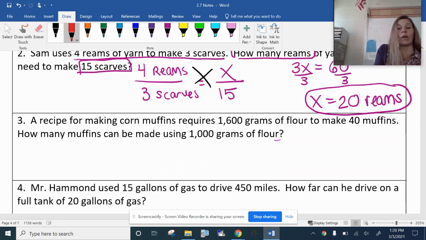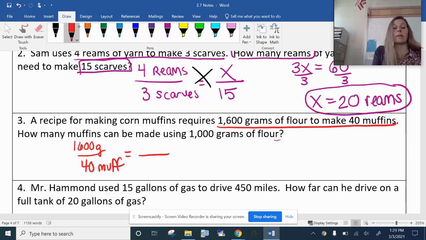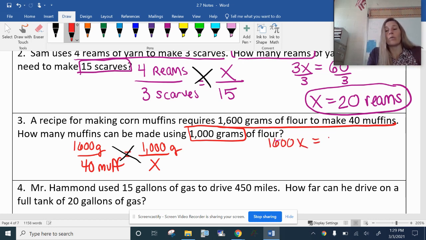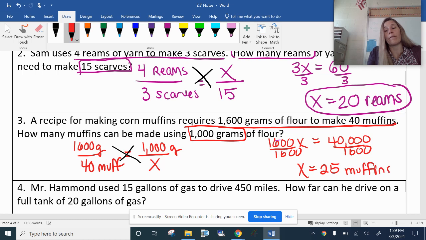Okay, a recipe for making corn muffins requires 1,600 grams of flour to make 40 muffins. On the other side, it says how many muffins can be made using 1,000 grams of flour. So I'm going to have to put that on the top since I put grams on the top on the other side, and then x amount of muffins on the bottom here. Now I'm going to cross multiply. So I have 1,600x equals 40,000. Dividing by the 1,600, x gives me 25 muffins.